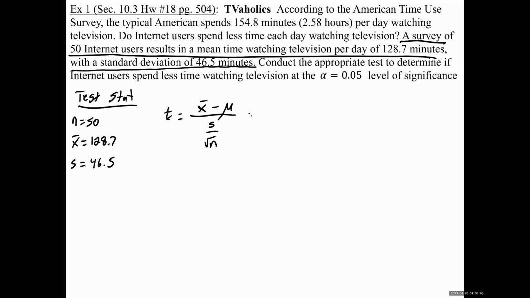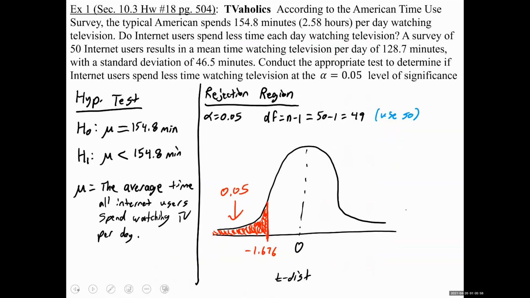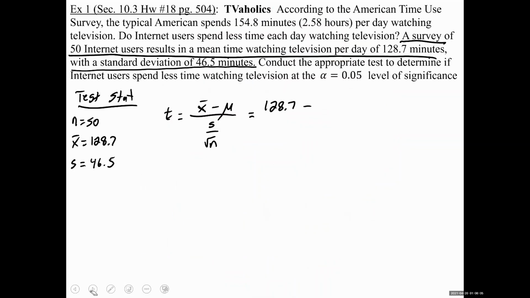Okay, so let me go ahead and plug in. So X bar is 128.7. Mu, that's what the king is claiming mu is. Let's go back. He's saying 154.8 minutes. You look at H0, that's the king's claim, 154.8. Let's go forward. And then S is 46.7. No, 46.5 divided by square root of 50. Now you calculate this on the calculator.